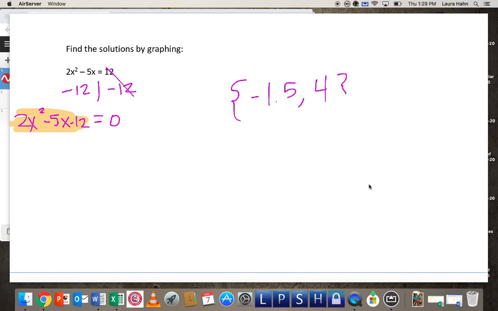So those are my solutions, my x-intercepts, my roots, my zeros. Okay, so that's how you do it by graphing. In my opinion, that's the easiest version.